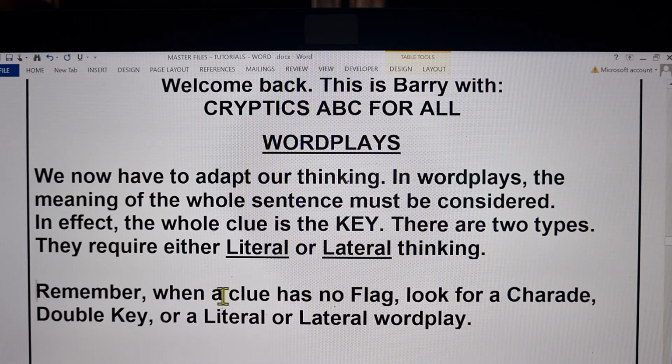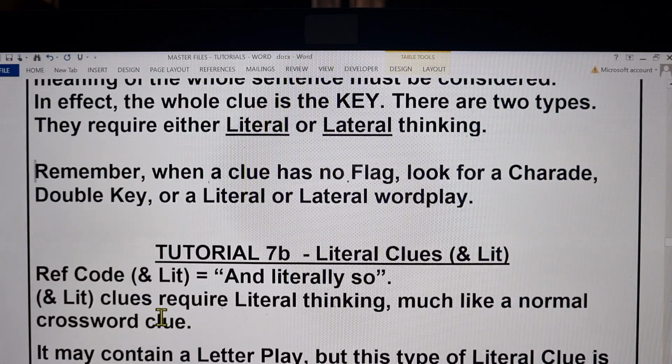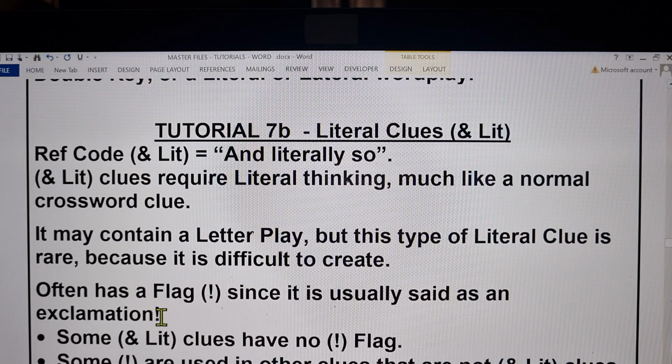Now remember, when a clue has no flag, and these have no flags, you look for a charade or a double key. Now, of course, you also have to look for a literal or lateral wordplay. Okie dokie, let's look at a few.